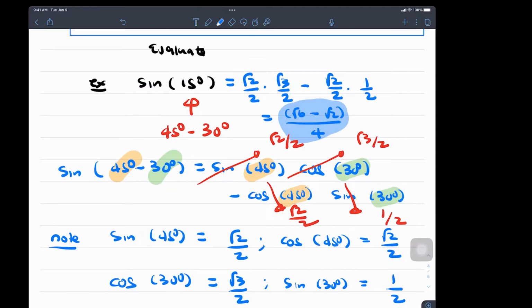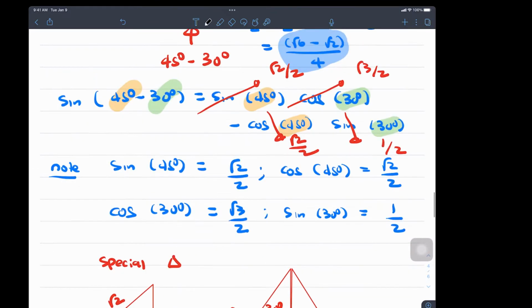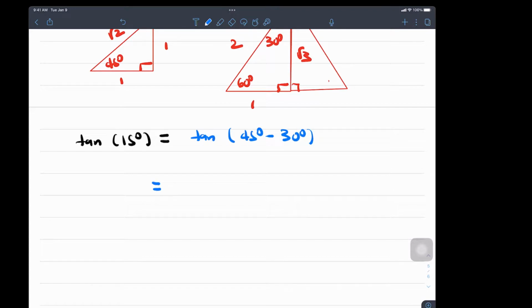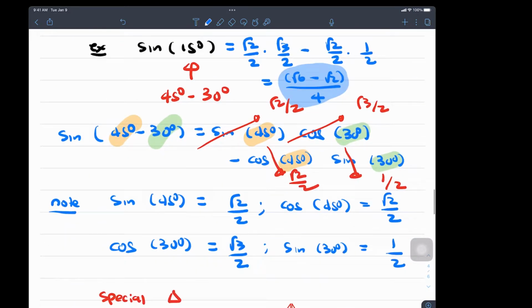Okay, this is just like a first example of this. Now you could do tangent. If they asked me cosine, you could do cosine. But what about if they gave you tangent 15 degrees? Same kind of question. You already know to write it as 45 degrees minus 30 degrees, and you're going to use the difference formula. What was tangent of a difference? Tangent A minus tangent B.